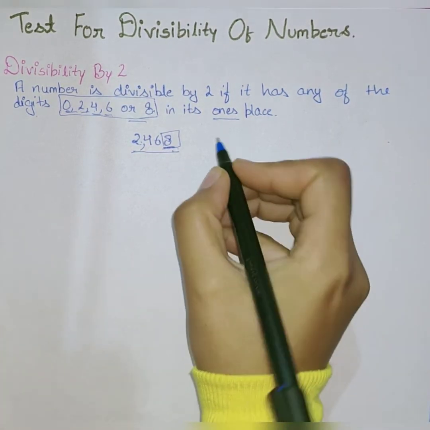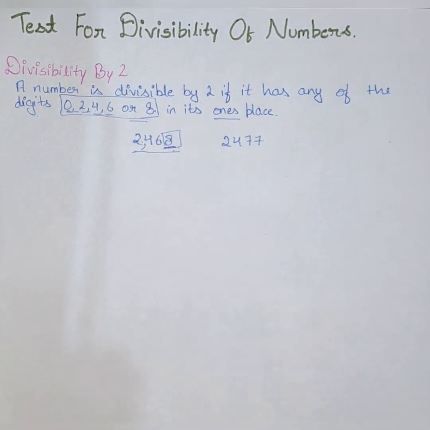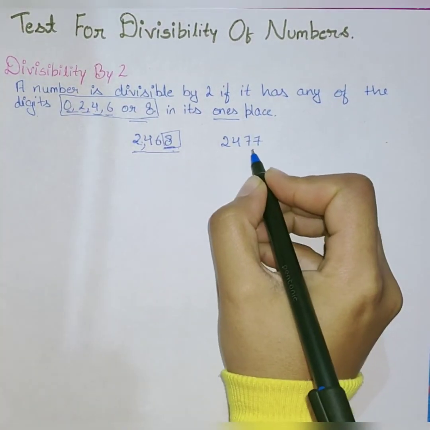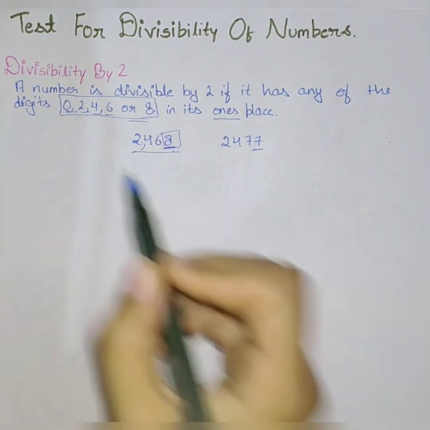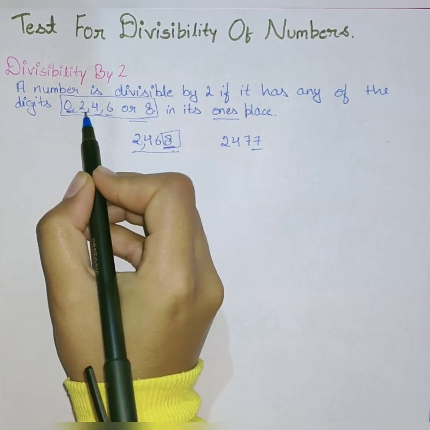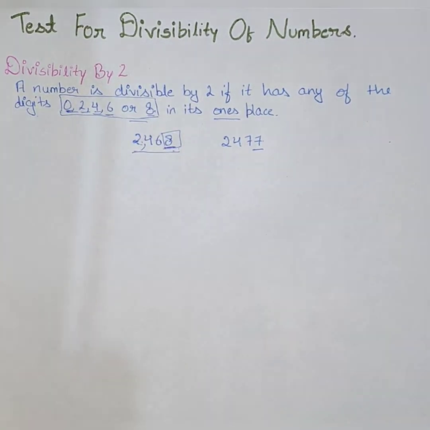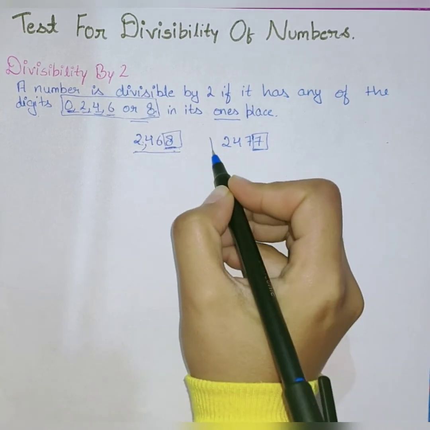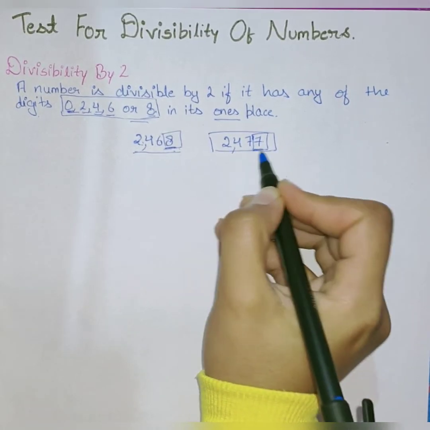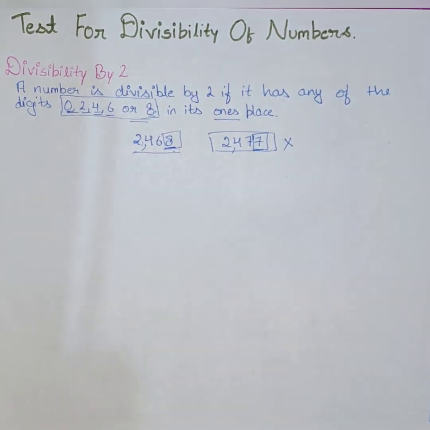Let's take another number, 2477. Now here at the ones place we have 7, and according to our definition the digit should be 0, 2, 4, 6 or 8. Then only can we say that it is divisible by 2. Here we have 7 in its ones place, so the number 2477 is not divisible by 2.